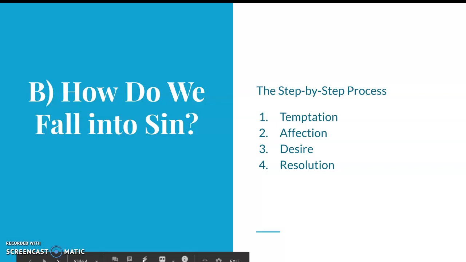Now, step 3, desire, can be sinful. Thinking about something that you shouldn't be thinking about can be a sin. And then step 4 would be doing that particular sin.